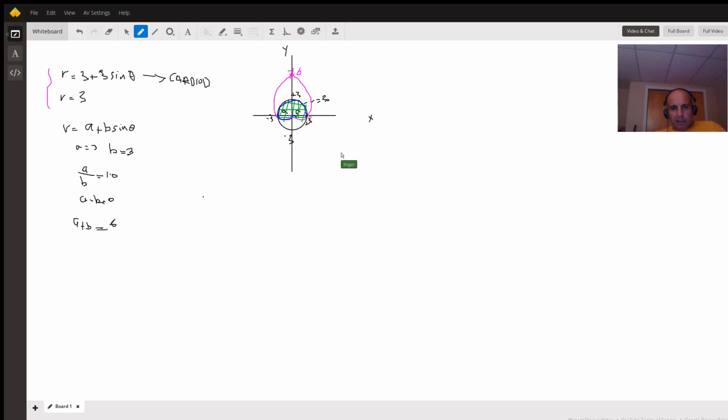So this area involves at least half of the area of the small circle, right? So what's the area of the small circle? The area of the small circle is equal to pi r squared, so it's equal to pi times 3 squared, equal to 9 pi.